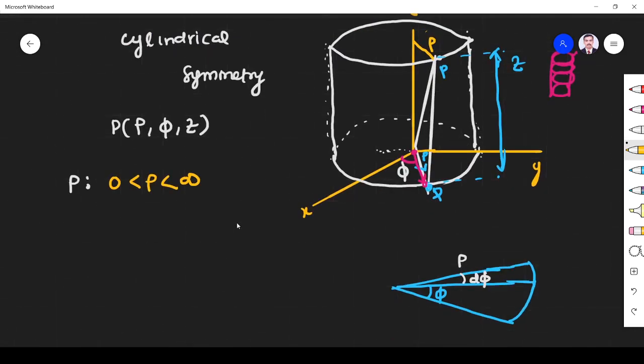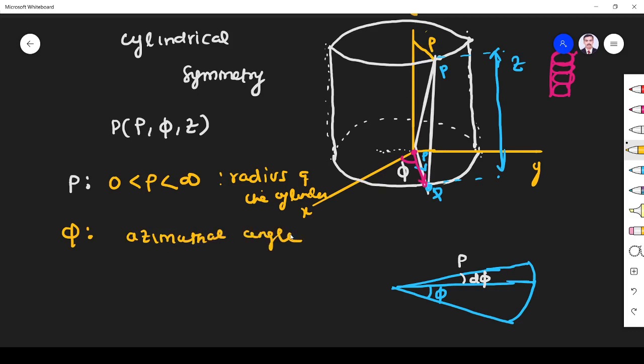What about phi, the second parameter? Phi is the azimuthal angle. Let me write the first one: rho is the radius of the cylinder and it varies from 0 to infinity. Phi is the azimuthal angle, measured from the x-axis, and it is in the xy plane only. That means it will be rotating completely like this.